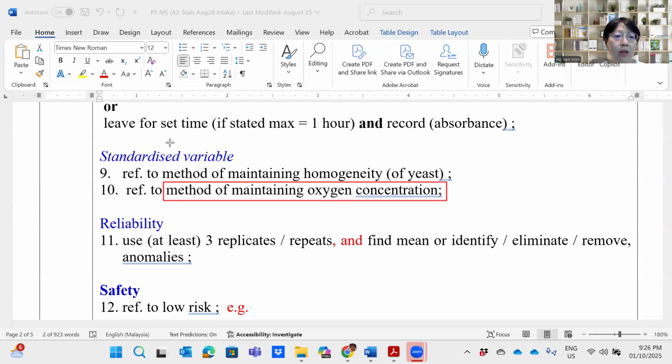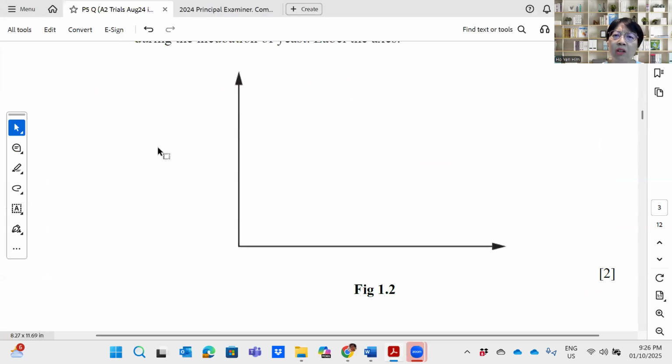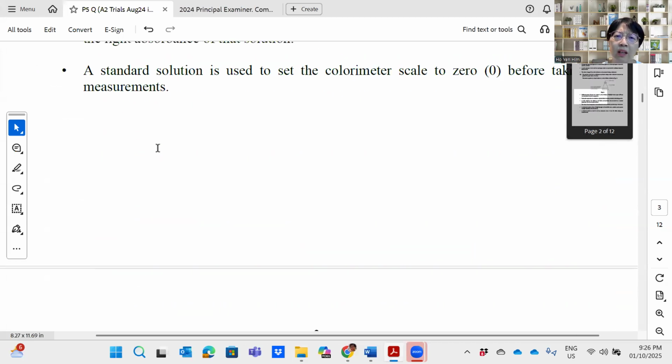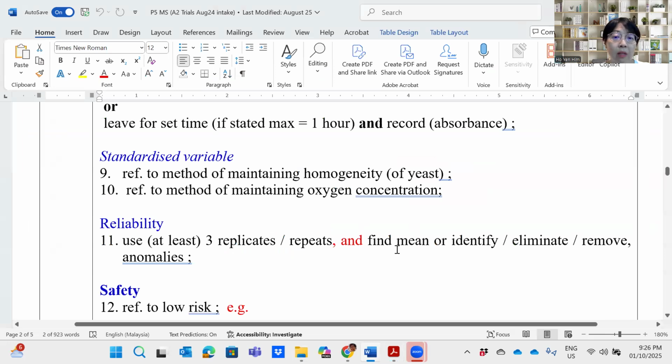You see, the question is very interesting because they draw the apparatus for you. Got or not? Got apparatus or not? Did they draw? Got. You see, they actually put a glass tube here. So why do they want to put a glass tube here? That means if you want aerobic respiration, you must aerate this conical flask, right? How do you aerate this conical flask? Did they mention how? They didn't mention how, right?